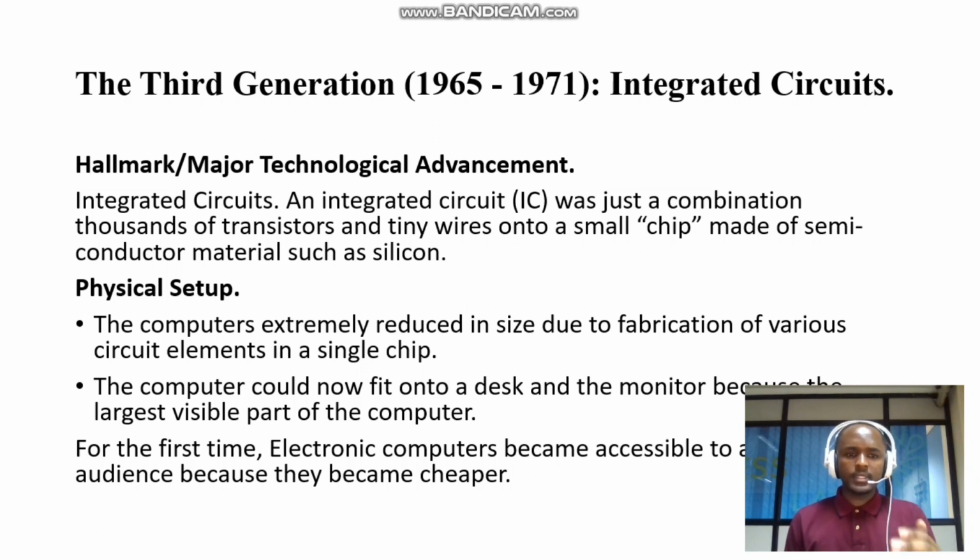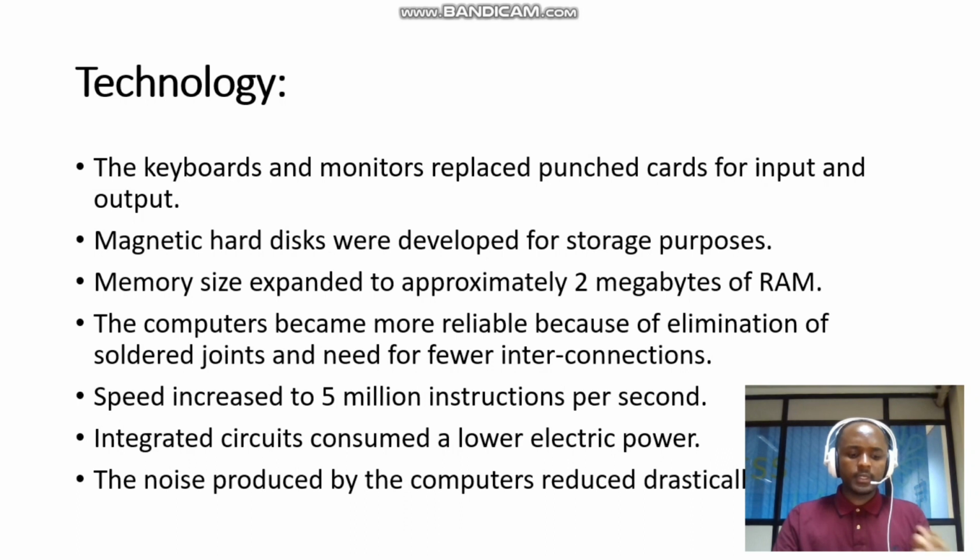And the physical setup of third generation computers was that the computers were extremely reduced in size due to fabrication of various circuits. The computer could now fit onto a desk, and the monitor became the largest visible part of it. And proceeding to the technological part of it, the keyboards and monitors replaced punched cards for input and output.